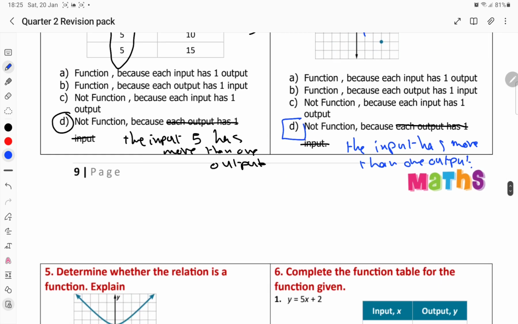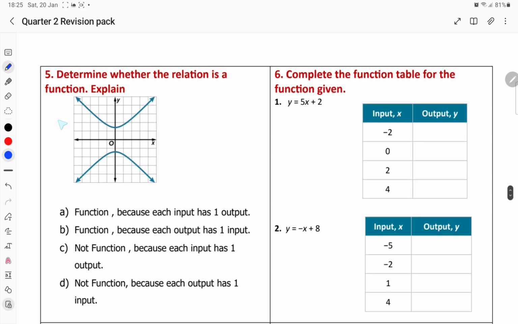Very good. And that's briefly function or not a function. In this graph, we want to know if it's a function or not. Again, draw a vertical line test to tell us whether it's a function or not. How many points does it hit the curve? 1, 2. So this one is not a function. So we will say not a function because the input here, 1, has more than one output. Very good.